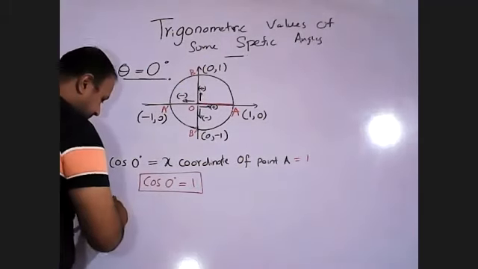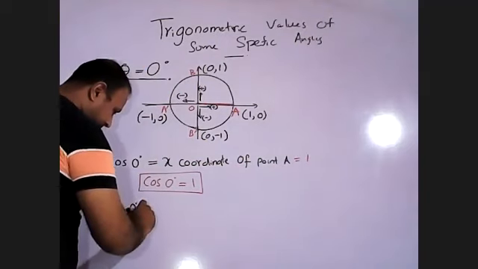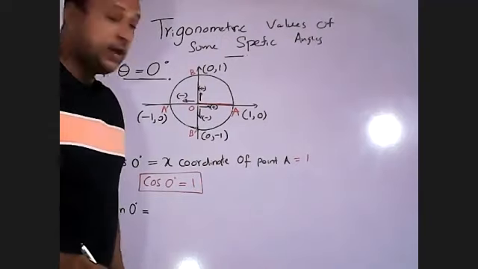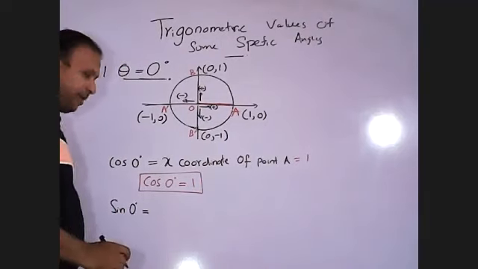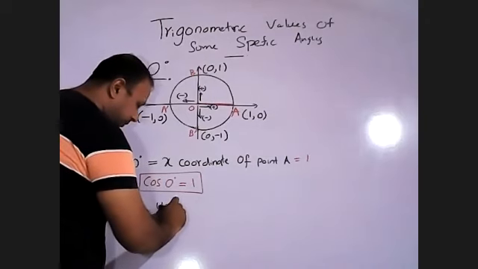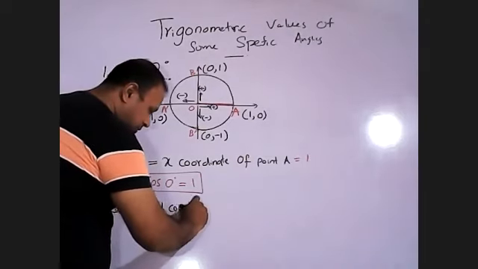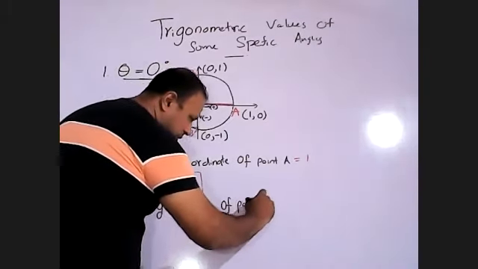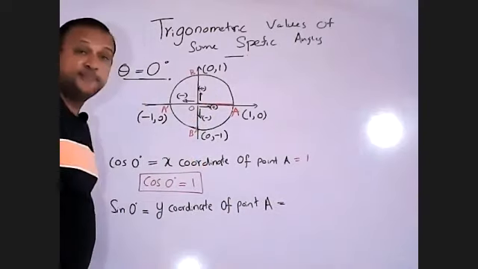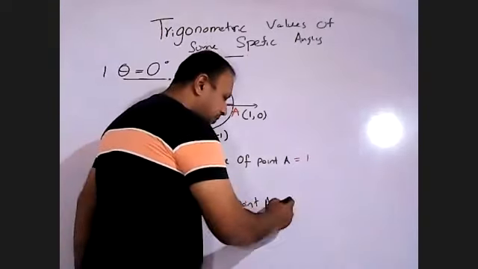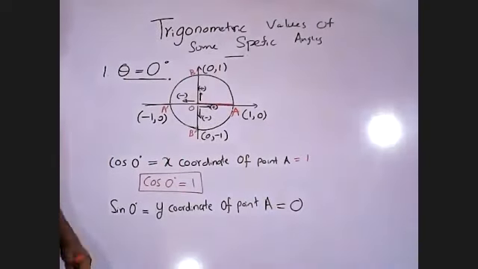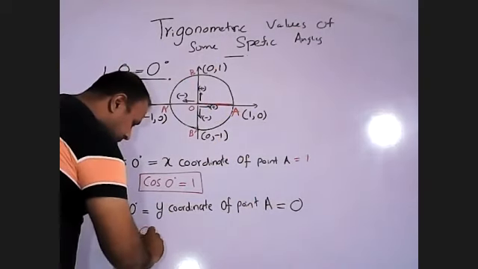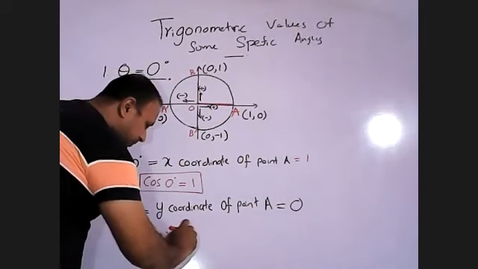Then sin 0. Sin 0 is equal to the y coordinate of point A. So what is the value of the y coordinate? It is 0. Therefore, sin 0 is equal to 0.